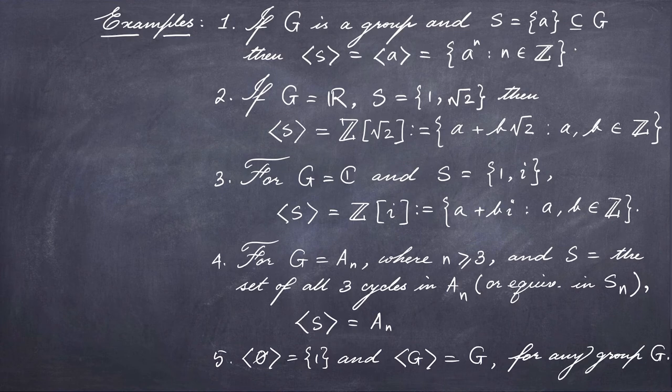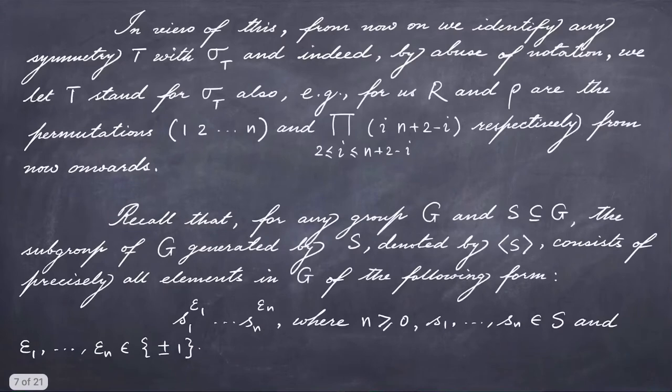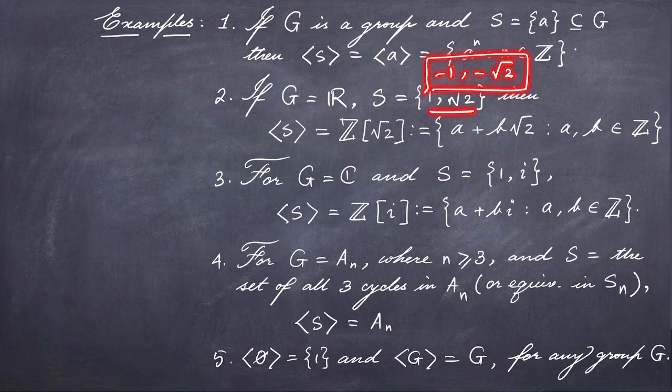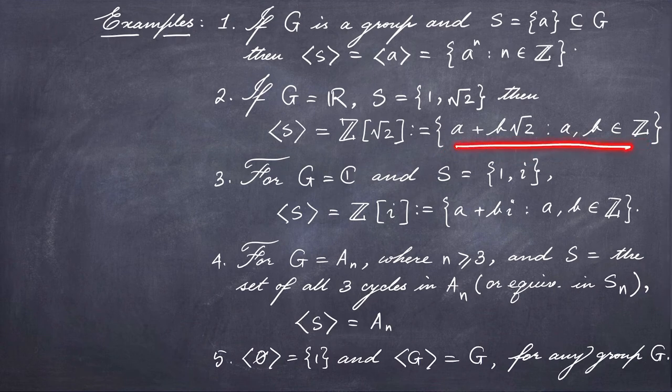Look at the definition. By definition this is the collection of all finite products of elements from S and their inverses. So here 1, root 2 and their inverses are minus 1, minus root 2. So all finite sums of 1, root 2, minus 1, minus root 2, since because of the commutativity, any typical element will look like this. And of course, these are going to be precisely all the elements.